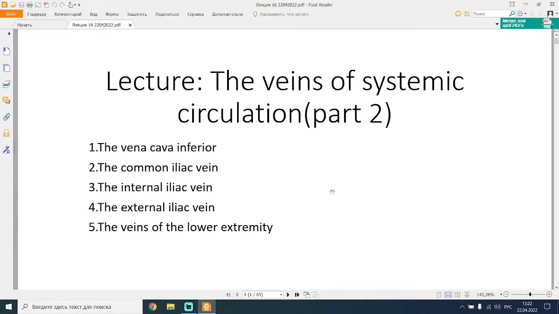Today's topic of lecture: the veins of systemic circulation, part 2. Next question: the vena cava inferior. Second question: the common iliac vein. The internal iliac vein. The external iliac vein. And next question: the veins of the lower extremity.